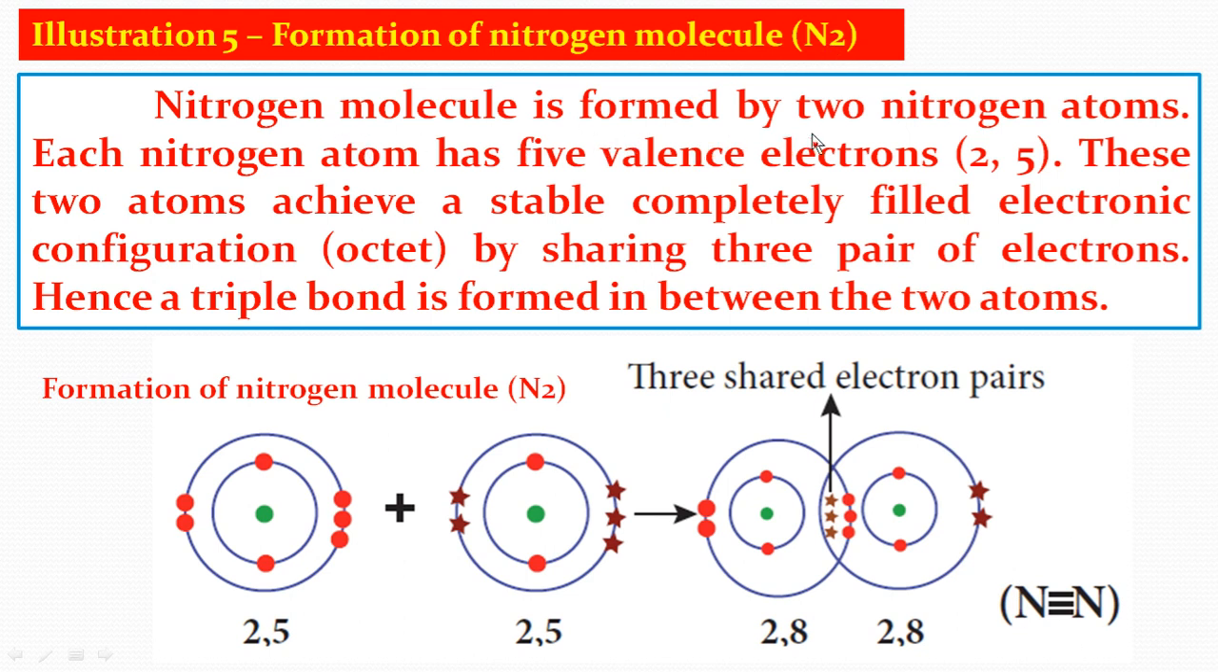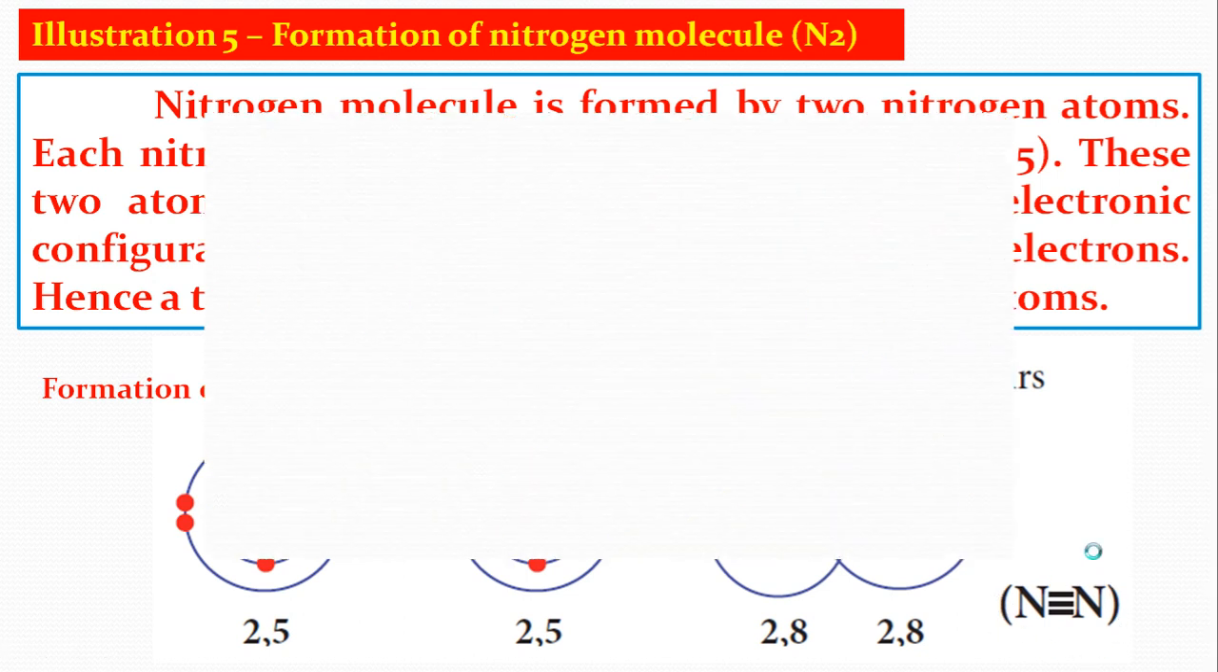The nitrogen molecule is formed by 2 nitrogen atoms. Each nitrogen atom has 5 valence electrons. So these 2 atoms achieve the stable, completely filled electronic configuration by sharing 3 pairs of electrons. Hence a triple bond is formed between the 2 nitrogen atoms. This is the formation of the nitrogen molecule.